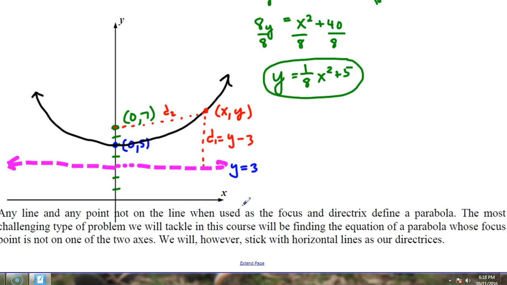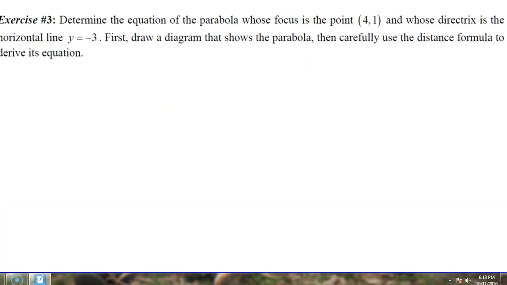So now at the bottom it says, hey, this is tough. The hardest thing that we're going to tackle in this course would be a parabola whose focus is not on either axis. But we will have horizontal lines as our directrices. So I'd like you to get as far as you can with this final example. Do just what we did before. Make your sketch. Identify the distance between the focus and the point (x, y) and the directrix and the point (x, y). Set those two distances equal and solve for y to get your equation. Play the recording when you need a hint or you want to check your answer.